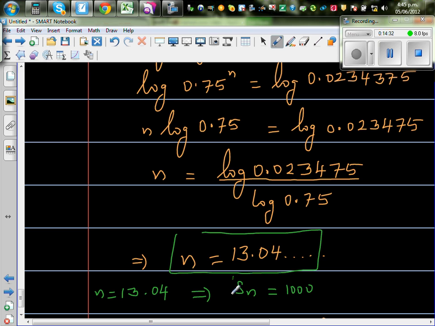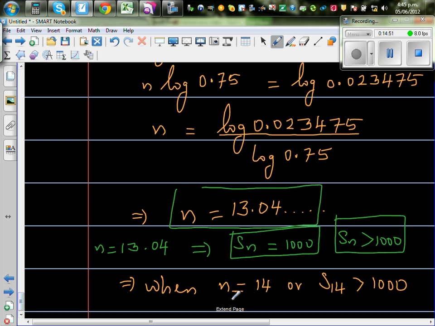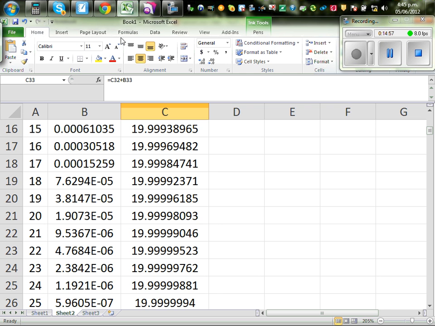Now our question is, you cannot have n to be a decimal number. But our question is also not exactly 1000. We want to find when Sn becomes greater than 1000. So using your logic, if when n is 13.04, Sn is 1000, then when n is 14, Sn would become greater than 1000. I'll show this on Excel.